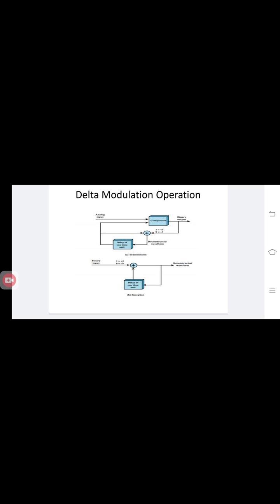There are two techniques. One is pulse code modulation and the other one is delta modulation. I hope you are clear. Thank you.